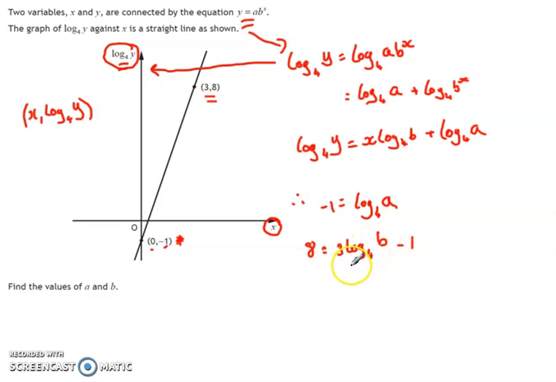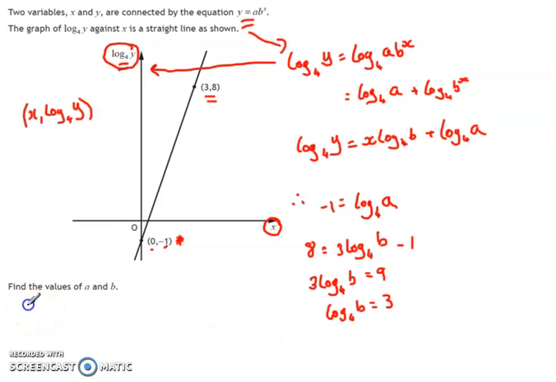So if I then rearrange this bit here, I get 3 log to the base 4 of b equals 9. So log to the base 4 of b is equal to 3. So now I have something for log to the base 4 of a and log to the base 4 of b.